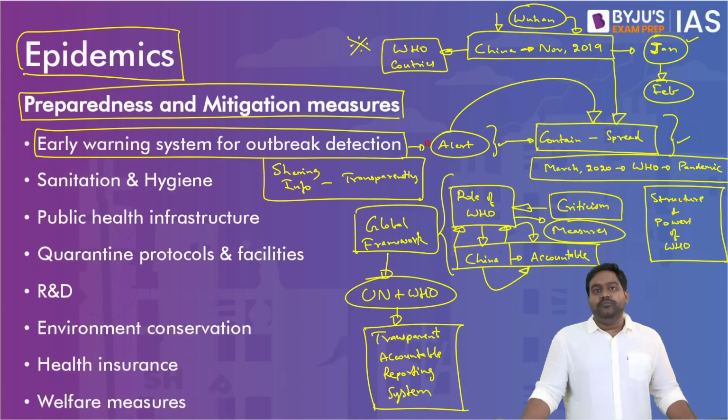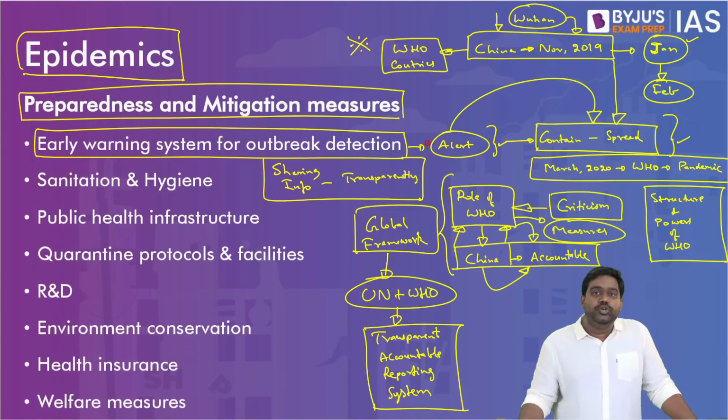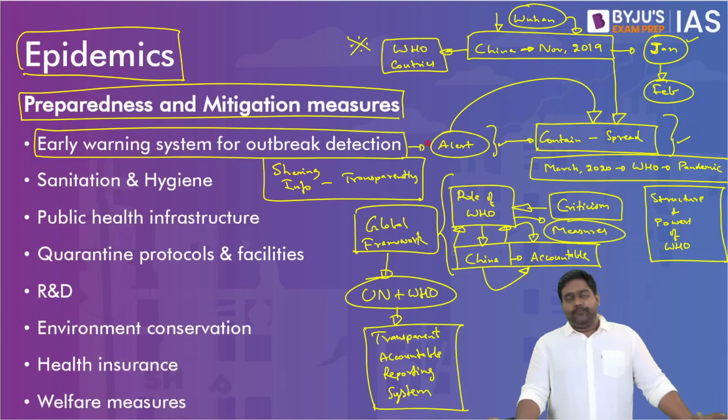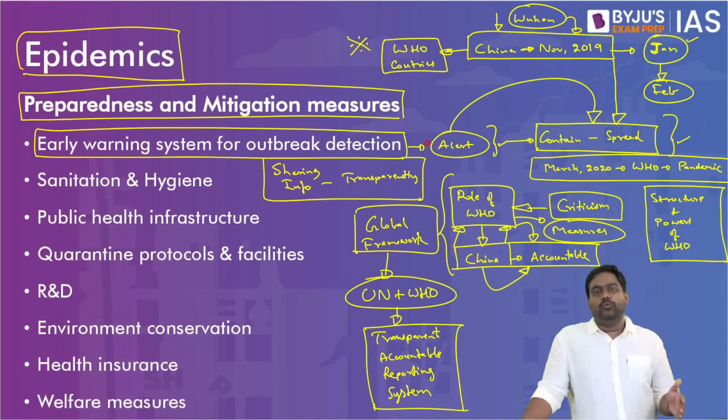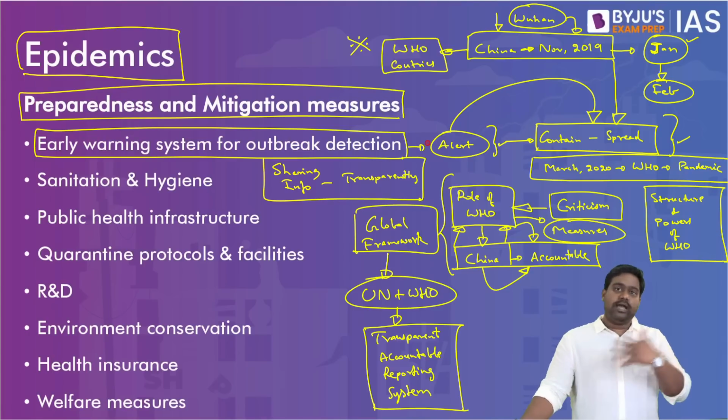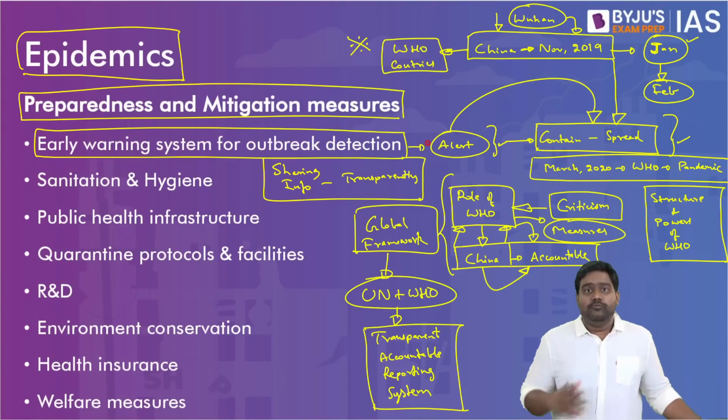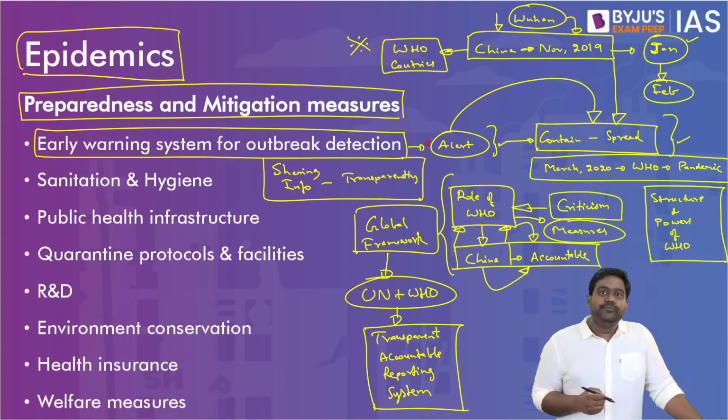This is the problem with us humans. This is the problem with geopolitics. Every country is concerned only about its self-interests. Even today, after all the devastating impact of COVID-19, no country is serious about creating a global framework. Ideally, there should have been a response mechanism built in where, through the UN and WHO, we could have a transparent, accountable mechanism for reporting such incidents. Even today, we don't have that in place.